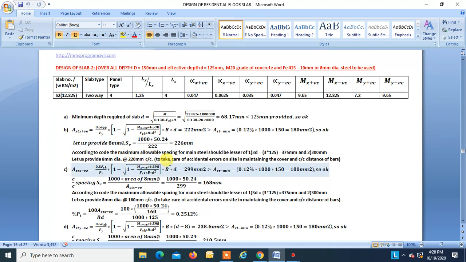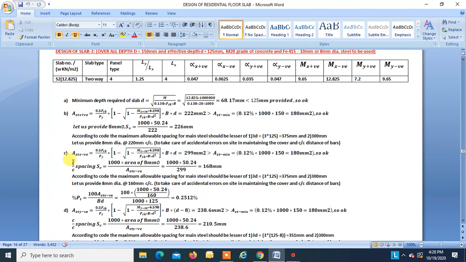This we are rounding off. We could take care of accidental error on site due to maintaining the cover on center to center distance of the bar. Similarly, find ASTX negative, which is 299, greater than AST minimum. So okay, spacing found is 168.